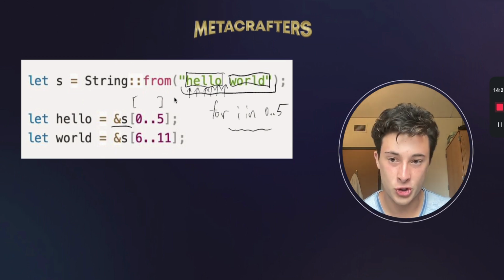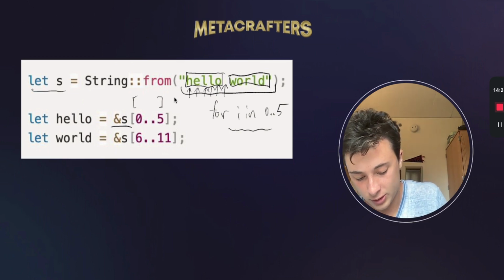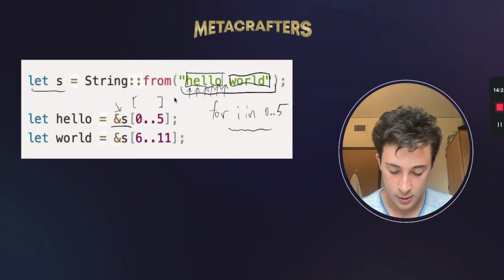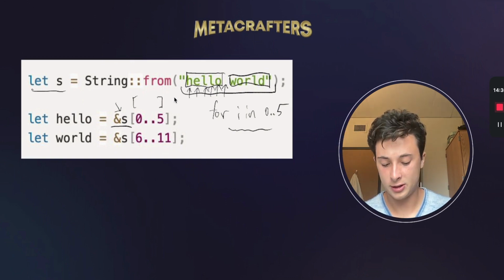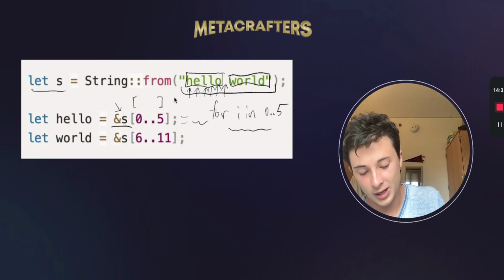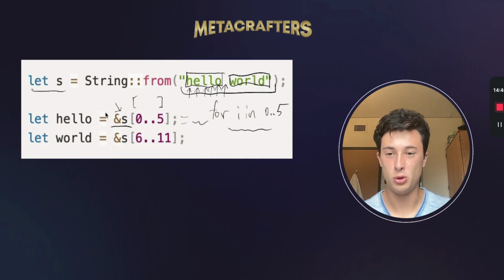So if we wanted to change it, we couldn't just say let s equal to the string, grab a reference, and then say, oh, at s, the reference value of s from 0 to 5 is now equal to something else instead of hello. This wouldn't work. But what we can do is use a mutable reference.